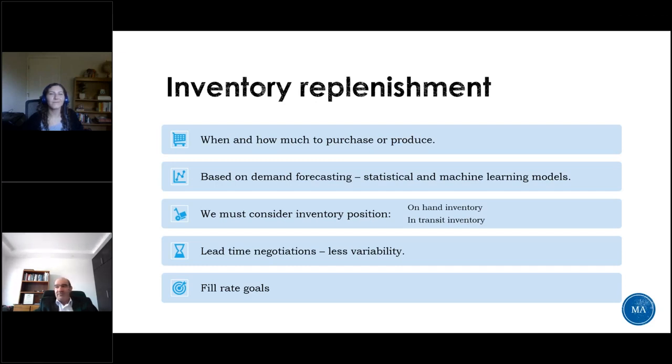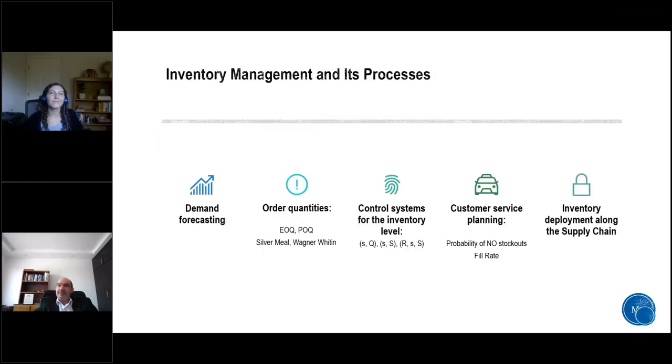So we've done several important things in forecasting. Now it's time for us to use those results in inventory replenishment too. We must consider inventory position. That means on-hand inventory, in-transit inventory, and lead time negotiations in order to look for less variability. I know that is a tough one right now. And of course, the goals that you might have for fill rates and things like that.